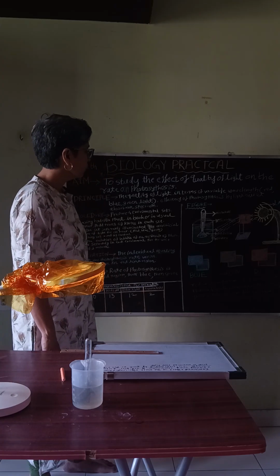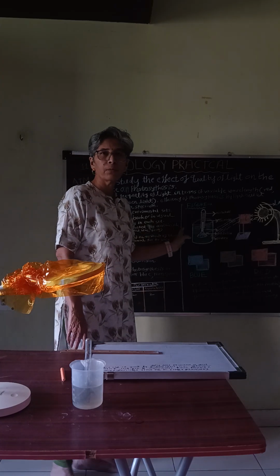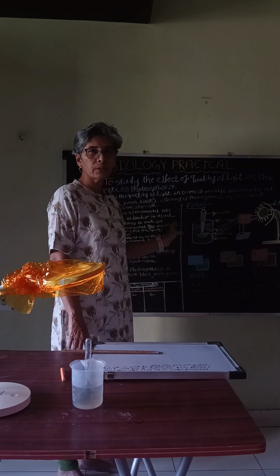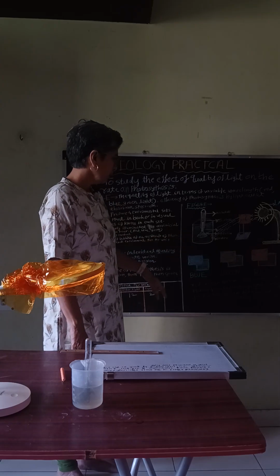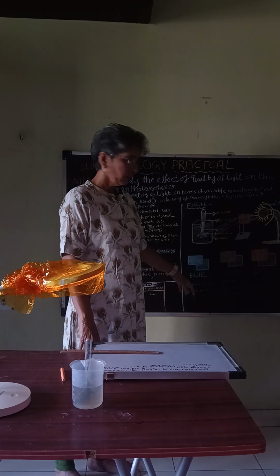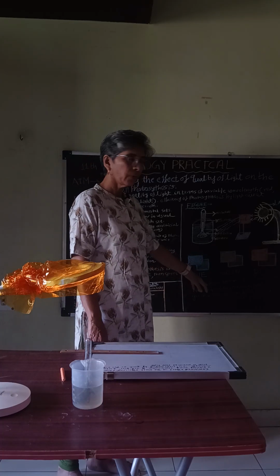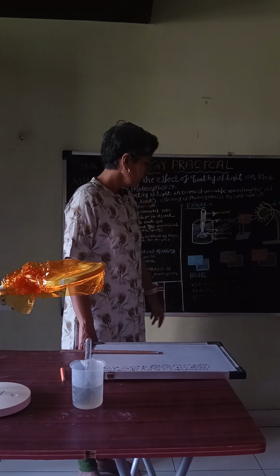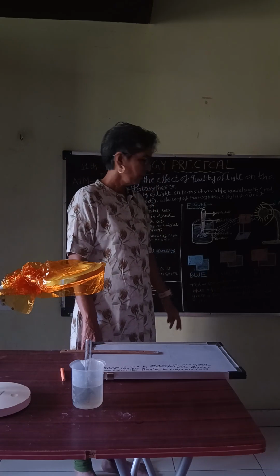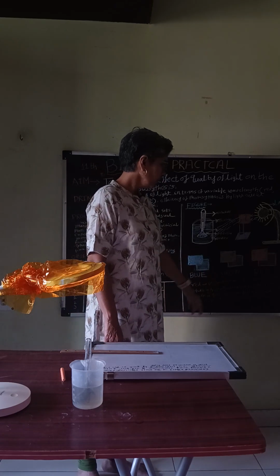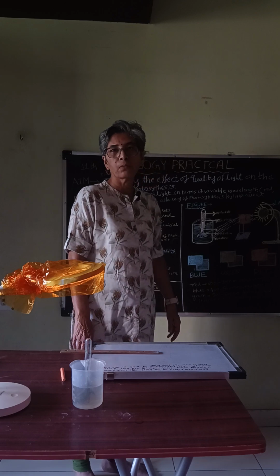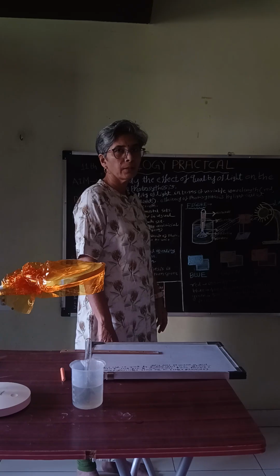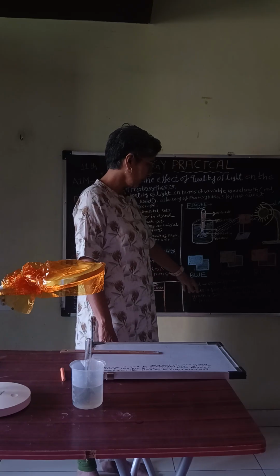So these are different wavelengths of light which affect the photosynthesis process. Red light is of 600 to 700 nanometer, and it is the efficient wavelength for photosynthesis and growth of plant. Height increases in this red light.